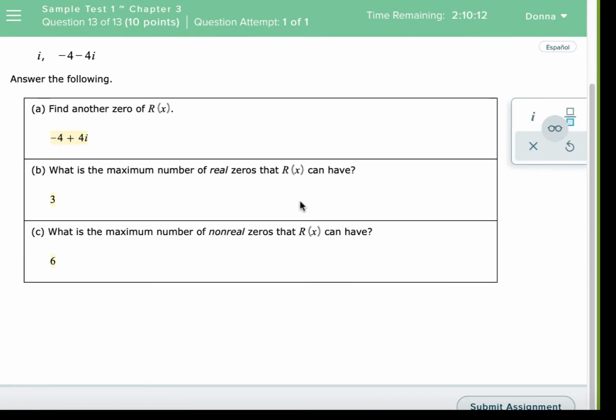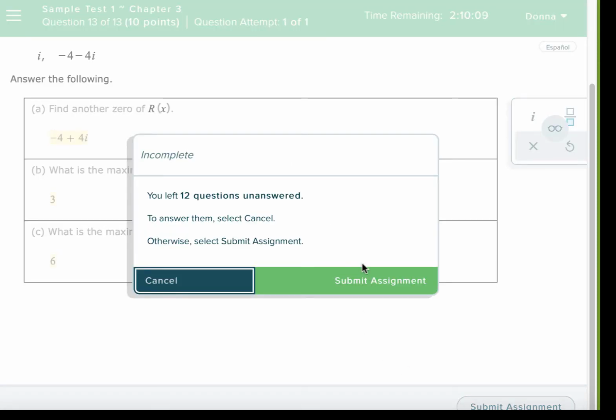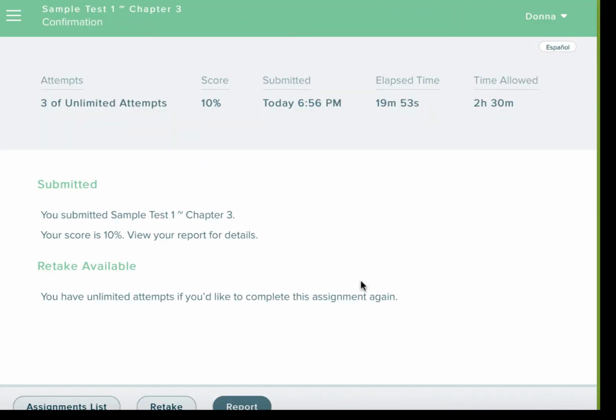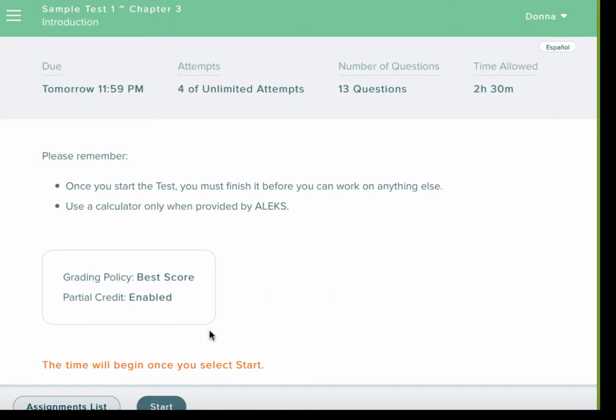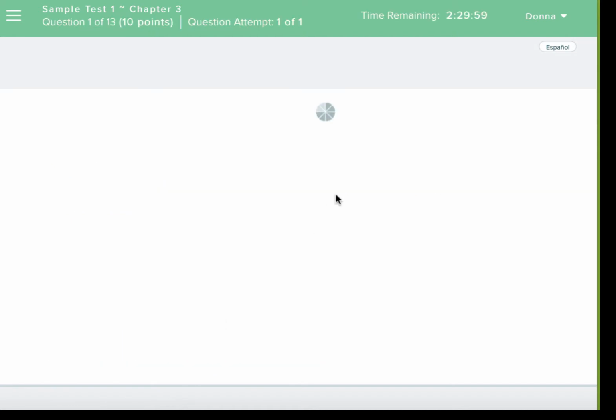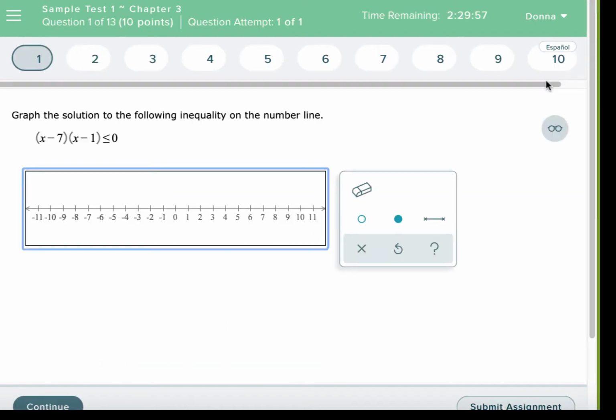So let's submit our answer. It says you only did one question, I know. But we got it right, so we must have been great. So let's do a quick retake. A retake, though, is probably only going to let me... Oh, no, it lets me do them all. So let's do another version of 13.